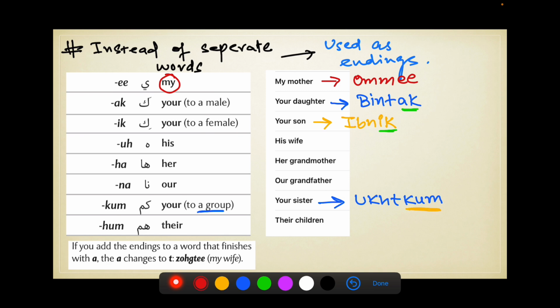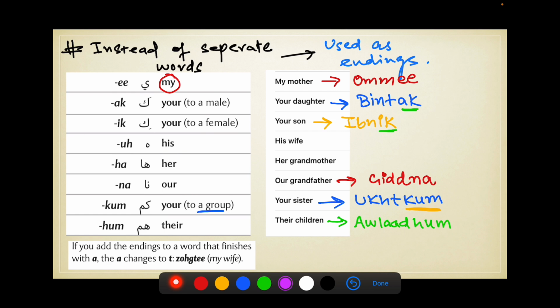Now, for example, you have to say our grandfather. You know, the word for grandfather is gid, and you will have to add na at the end of it to make it gidna. Gidna means our grandfather. If you have to say their children, the word for children is awlad, and you will have to add hum to make it their children. So it will become awladhum.